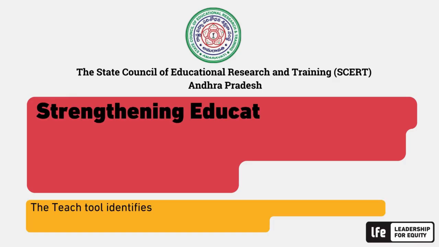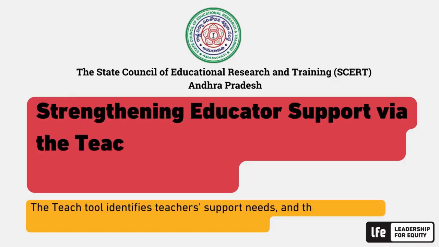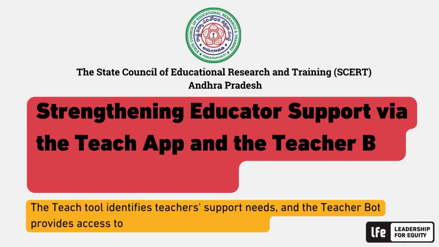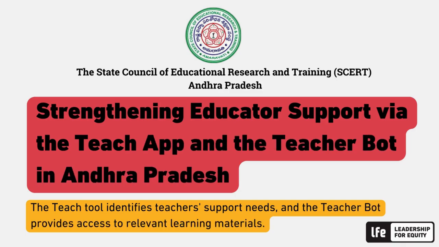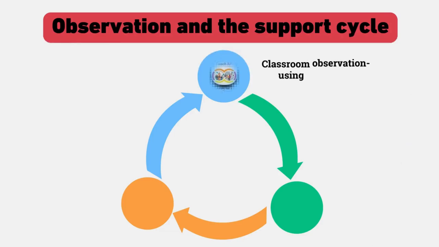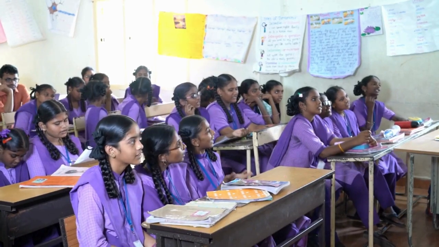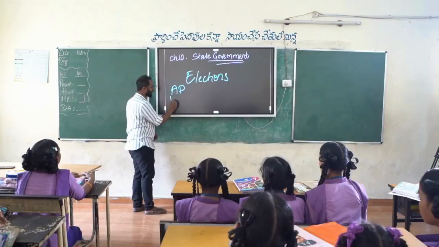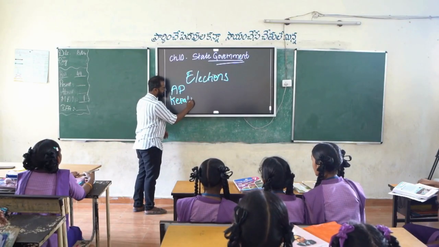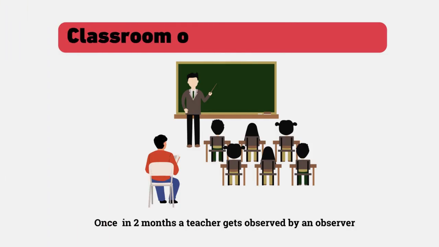Welcome to the demonstration of how tailored support is provided to teachers through classroom observation and customized training. The end to end cycle of a classroom observation begins with a structured observation session where the observer observes the teachers on their teaching practices and student engagement using the Teach tool. Now let's see how the system works in real life settings.